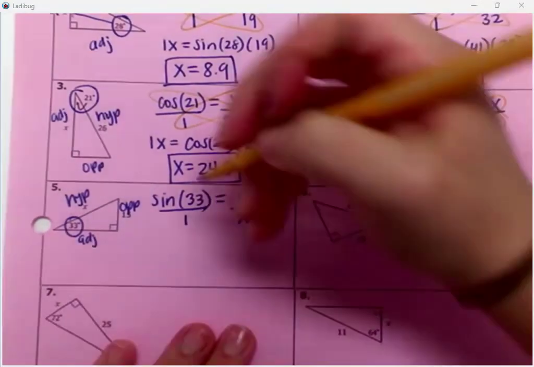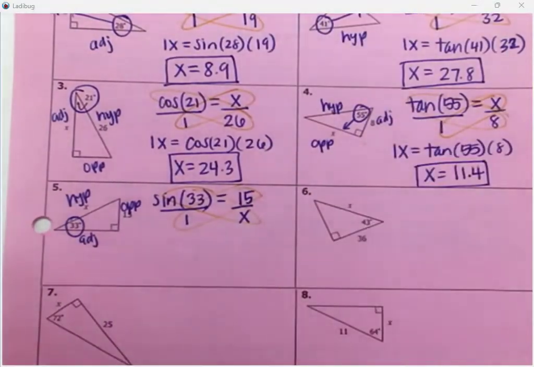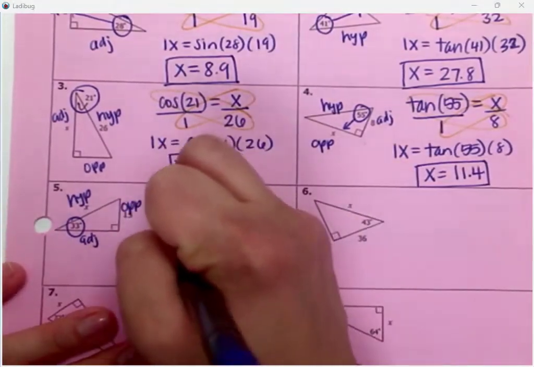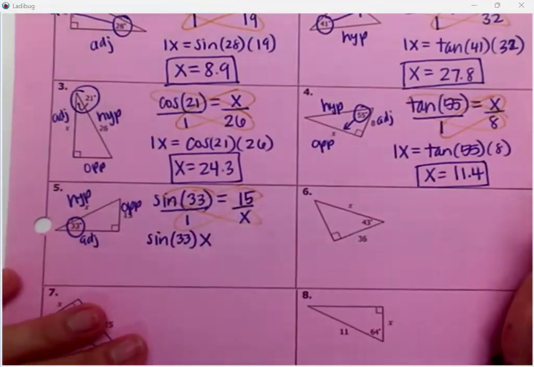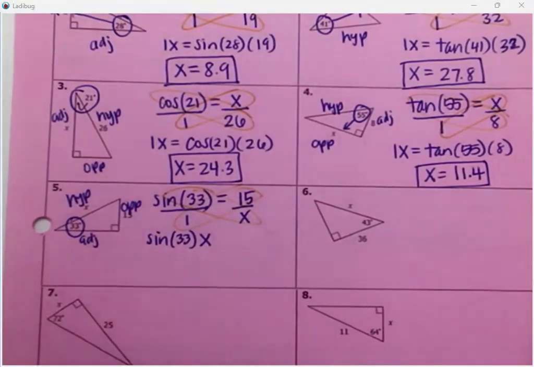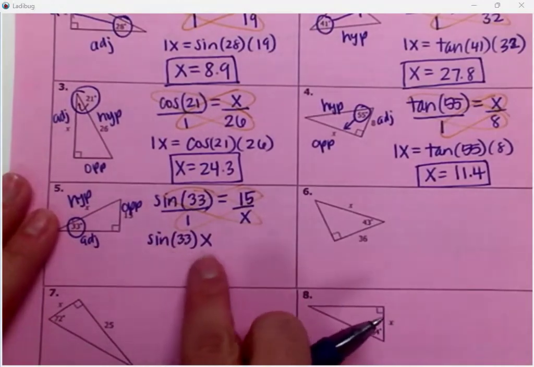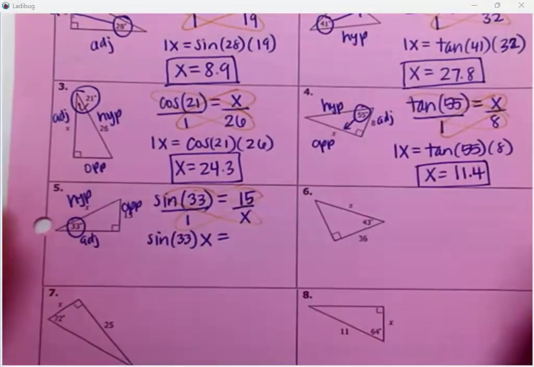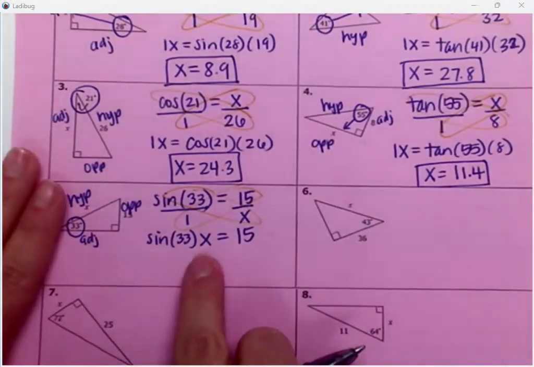But now, when I'm cross multiplying, notice the x is not by itself. So this is going to give me sine of 33x. Okay? Because if I have, what's 2 times x? 2x. Well, if I have sine of 33 times x, it equals sine of 33x. Then it's going to equal, what is 1 times 15? 15. How do I get x by itself?